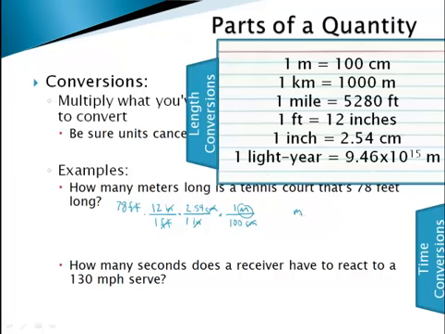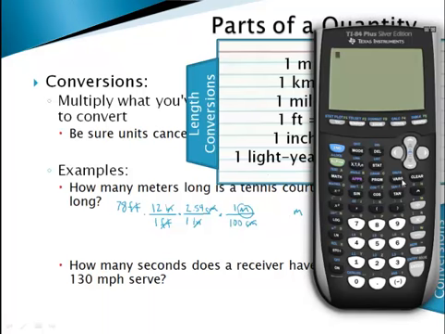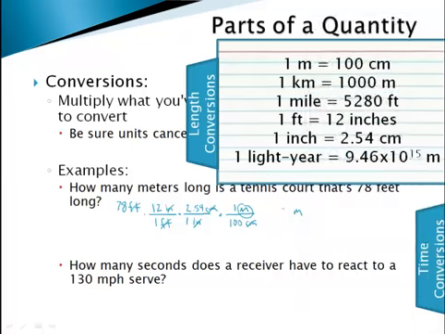So let me get out my calculator. Let's multiply by all the numbers that are on the top and divide by any of the numbers that you see on the bottom. And there's an answer, 23.7744 meters long, and we'll say 24 meters. We'll round it to the nearest meter.